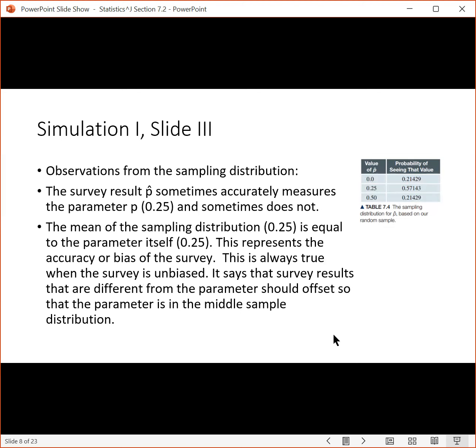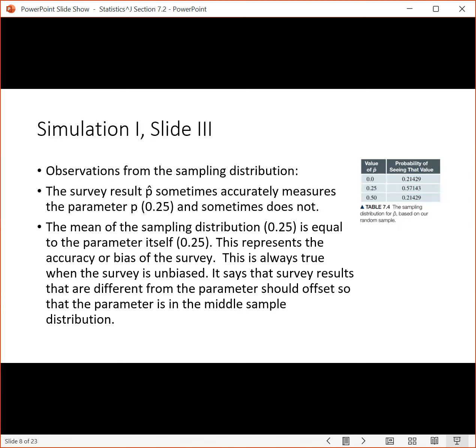The second thing is that the mean of the sampling distribution, the mean of this is 25%, and that is the same as the population parameter itself. So the mean, in going through and randomly doing this survey millions of times, ends up being exactly the same as the population parameter. This represents the accuracy or the bias of the survey. This is always the case when the survey is unbiased. So the idea being, if you did a survey a ton of times, and then you took the mean of that survey, that is going to be the same as the population parameter itself, the thing that you're trying to estimate.